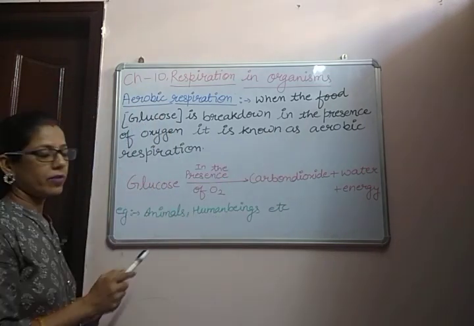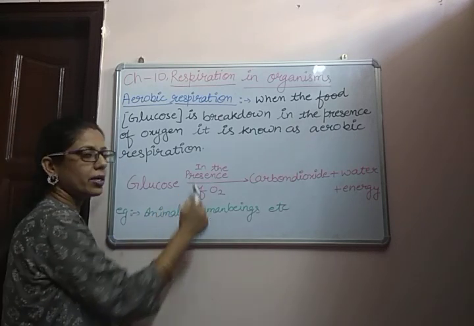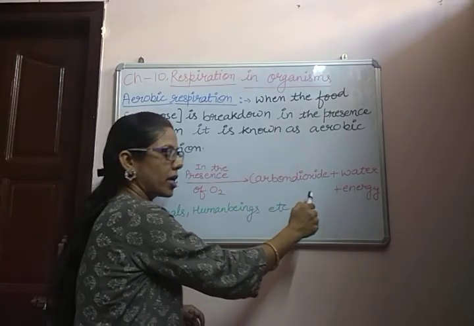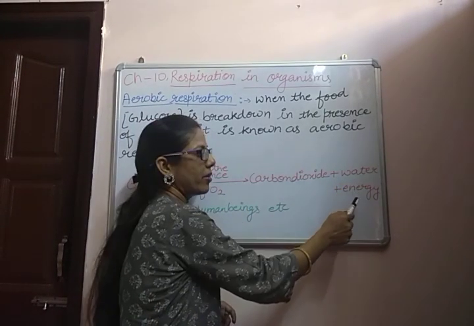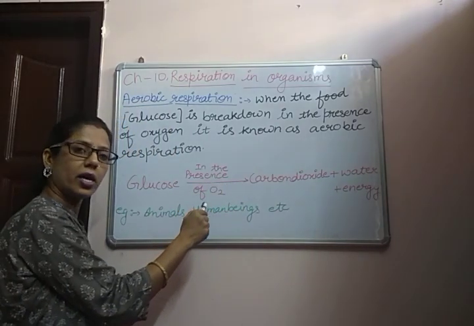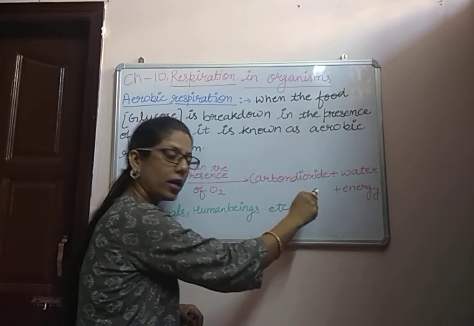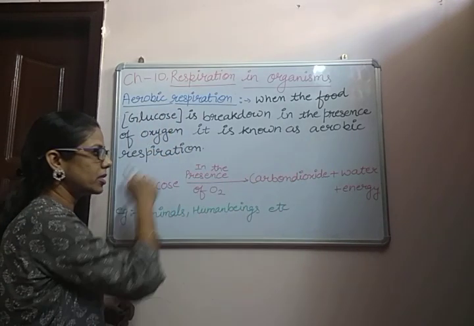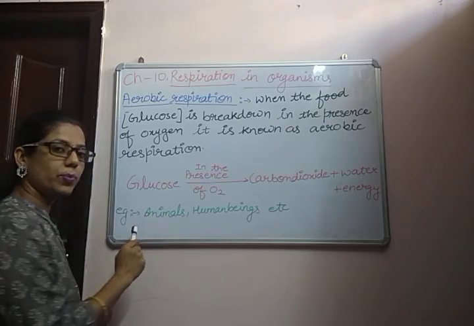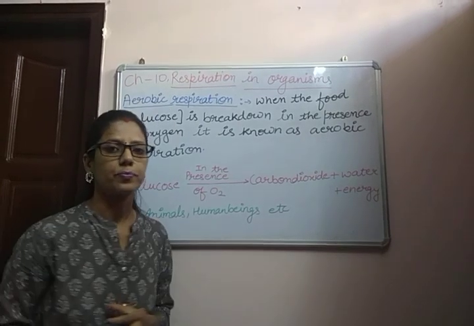We can write the equation of aerobic respiration. Glucose, which means food, when it breaks down in the presence of oxygen, forms carbon dioxide and water and releases energy. So we intake oxygen from the air and release carbon dioxide into the air. This is breathing, but this complete process is known as aerobic respiration. Aerobic respiration occurs in animals and human beings.